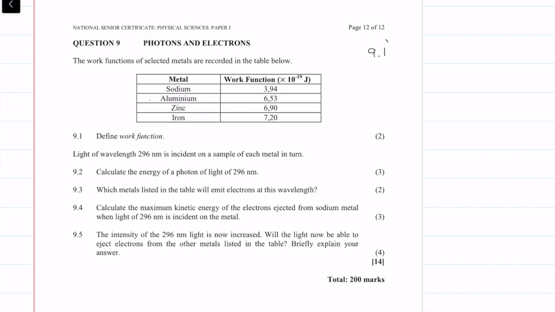Okay, so question 9.1. The work functions of selected metals are recorded in the table below. Take note of the units of the work function. It is times 10 to the negative 19 joules. So we have sodium, aluminium, zinc, and iron. We start off with a definition.